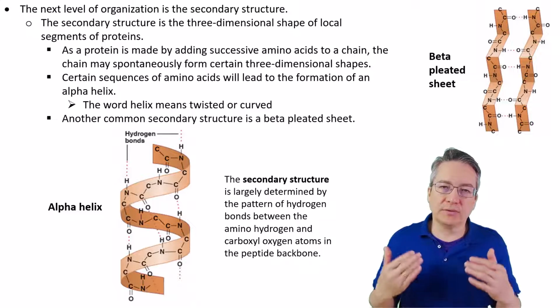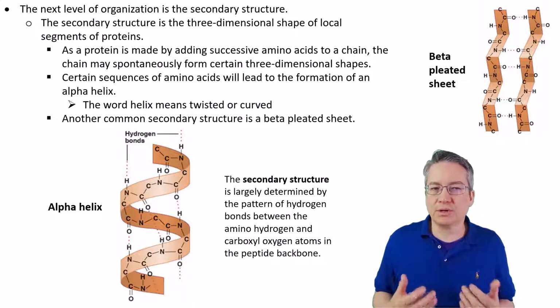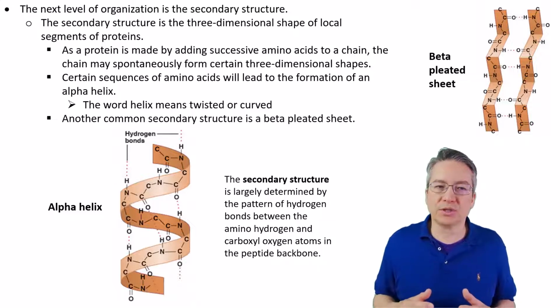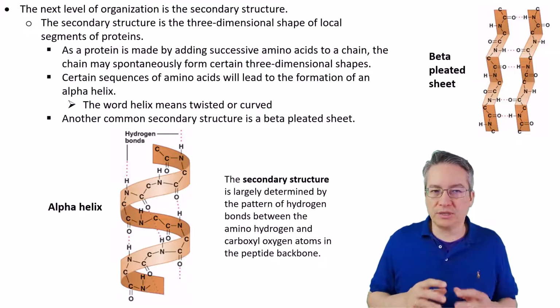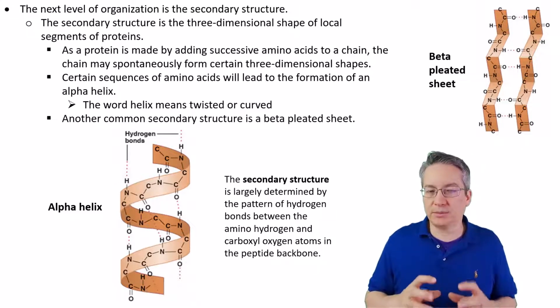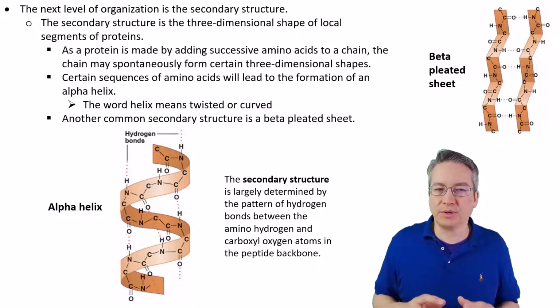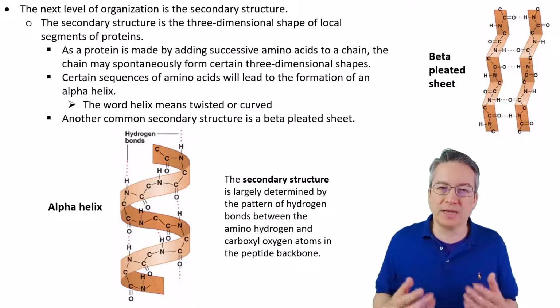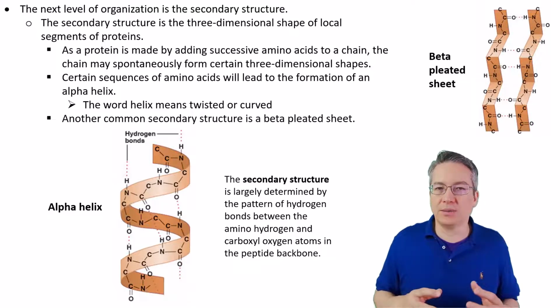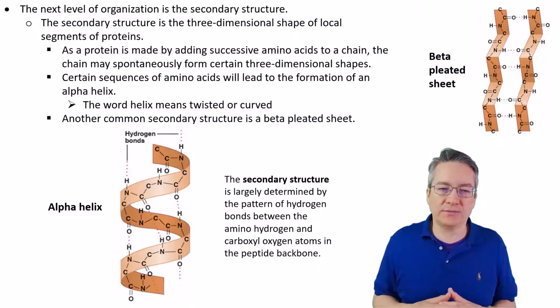So the next level of organization is the secondary structure. The secondary structure is the three-dimensional shape of local segments of protein. So as the protein is being made by adding successive amino acids, the chain may spontaneously form a three-dimensional shape. And so certain sequences of amino acids will lead to the formation of what's called an alpha helix. The term helix means twisted or curved. So this is a very common sort of structure that's found within some proteins, these little segments in which you have a helical structure, this alpha helix.